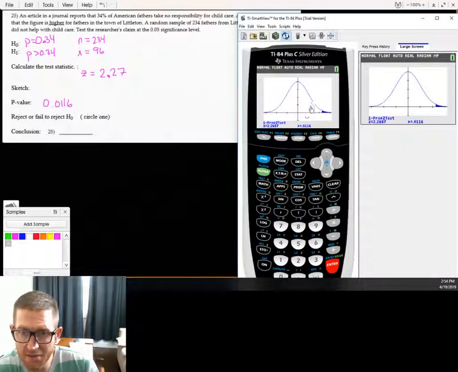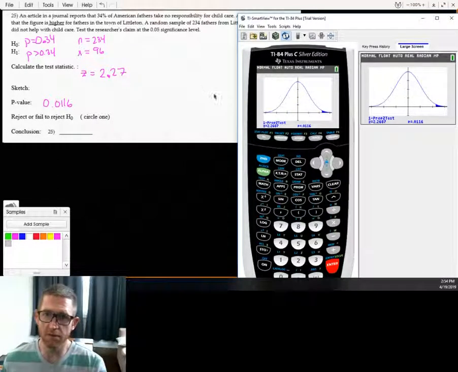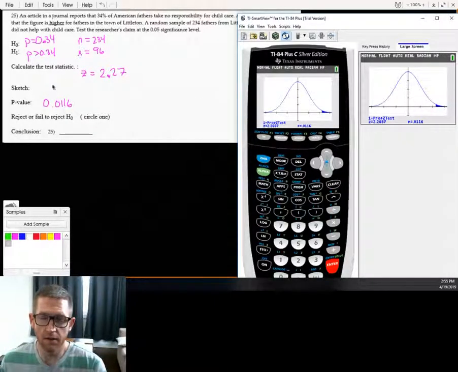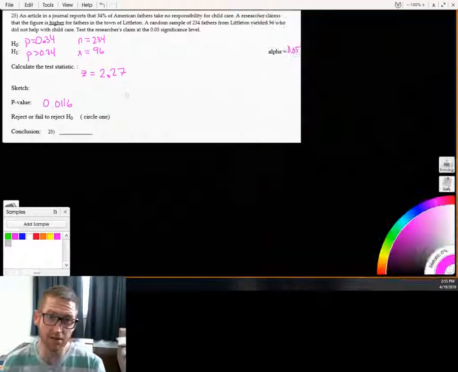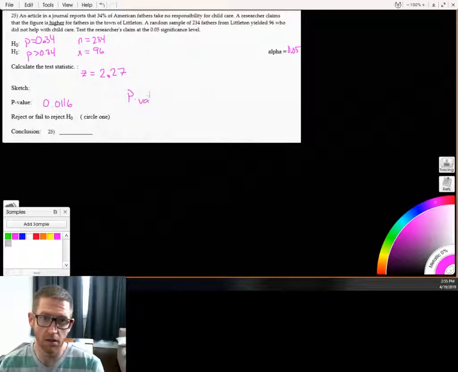The only thing that's missing from this sketch is the critical area. All right, so the critical area is 0.05. Now we can compare the p-value to the critical significance level of 0.05 and see that the p-value of 0.0116 is less than alpha.